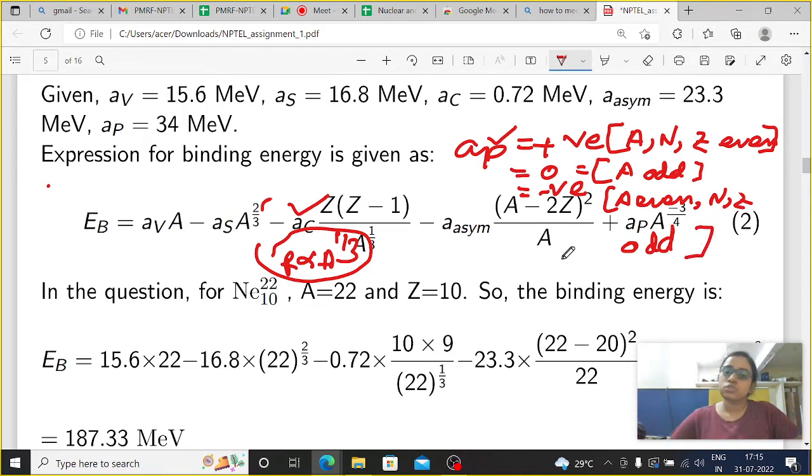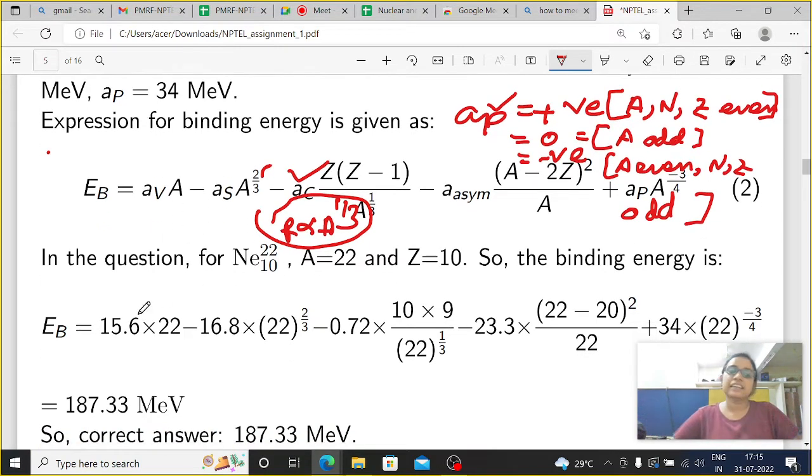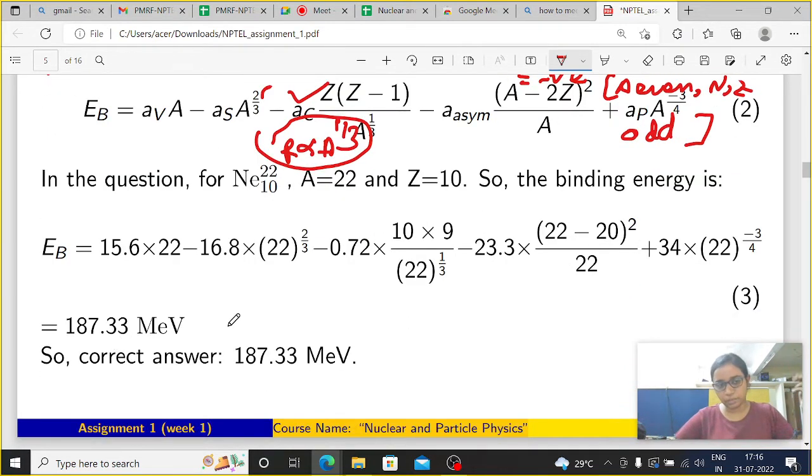Okay, so in our question we have taken neon 10, 22. That means A equals 22, Z equals 10, and N equals 12. So all three terms A, N, Z are even. That's why we have taken AP equals positive 34 MeV. So equation number 2 is constructed like that, and in that equation we put A equals 22 and Z equals 10. Then the answer will be like 187.33 MeV, and the correct answer obviously will be 180.33 MeV.